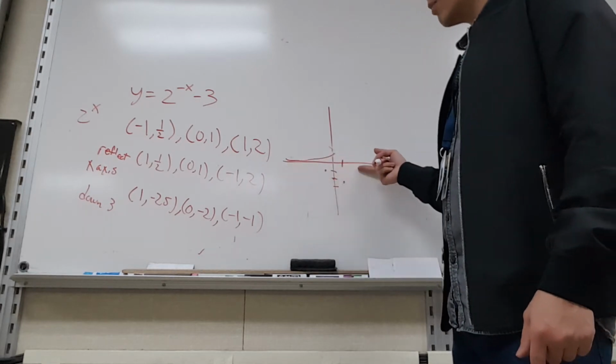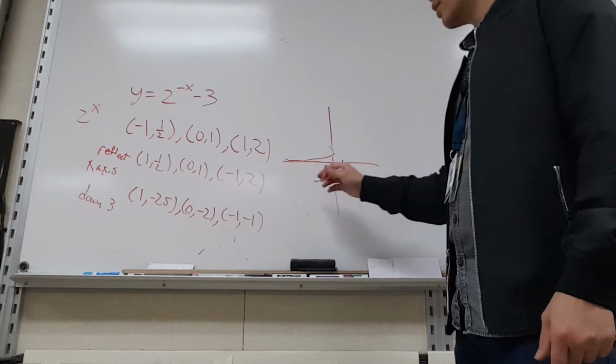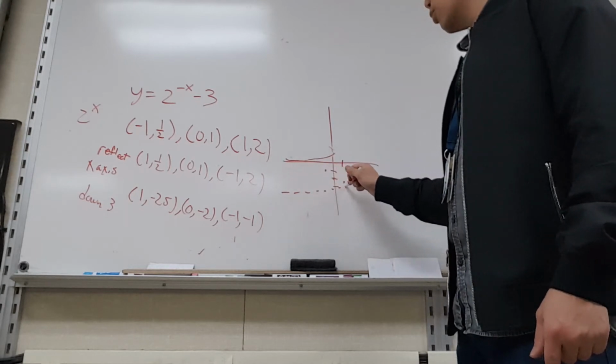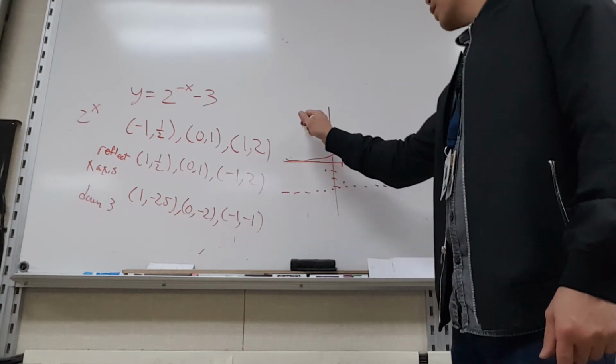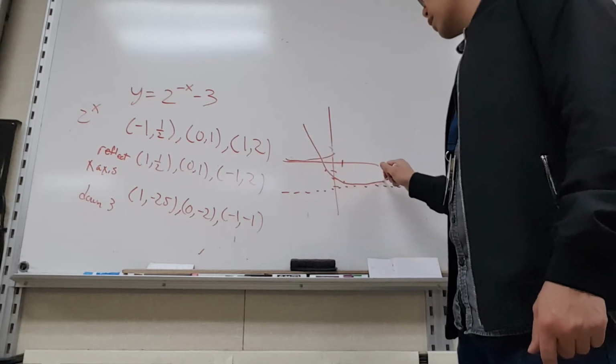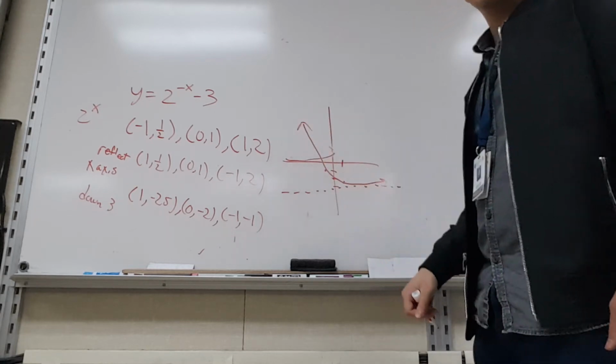So your final graph, first let's talk about the asymptote. The original asymptote is y equals 0. So your new asymptote will be at y is equal to negative 3. And then your graph will just go ahead and look like that.